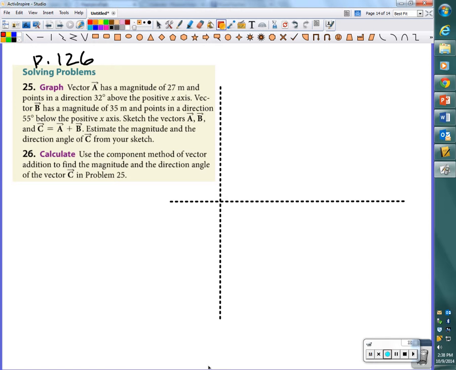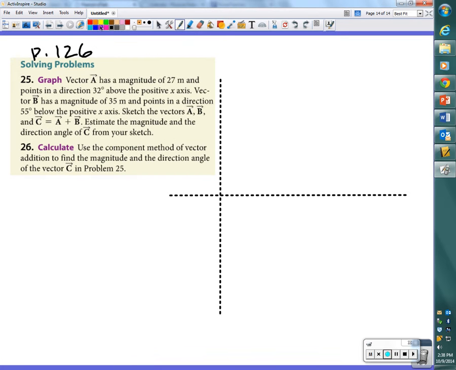All right, so it says two vectors. Vector A has a magnitude of 27 meters and points in a direction 32 degrees above the positive x-axis. So I am going to use red to represent vector A. Vector A has a magnitude of 27 meters, pointing 32 degrees above the positive x-axis.